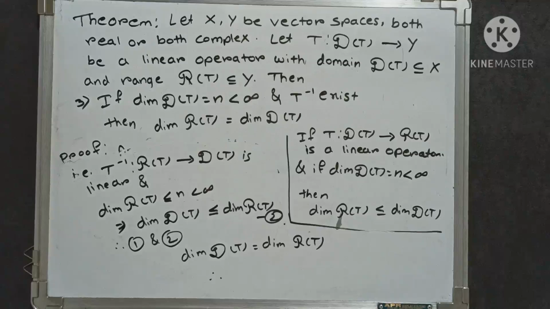In this way we prove the theorem about the existence of the linear operator. Also we prove that if the dimensions of the domain and codomain are less than infinity, then the dimensions are equal.